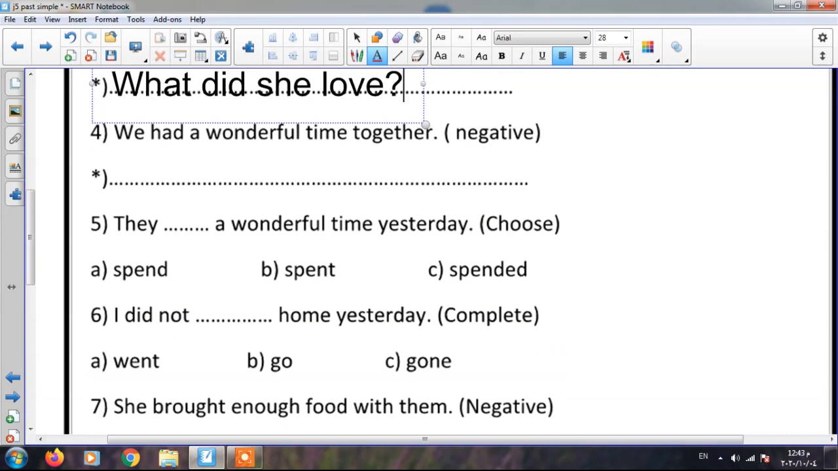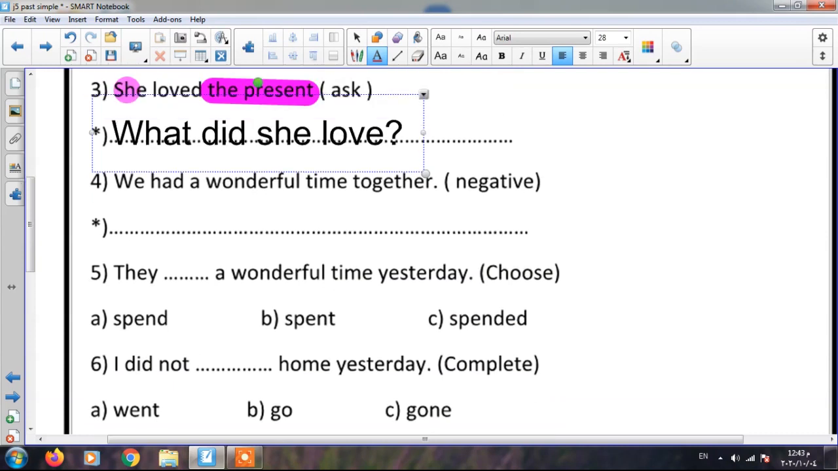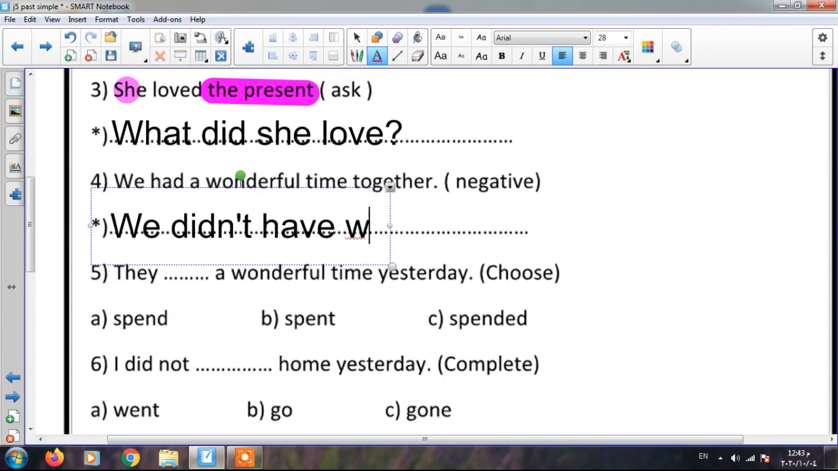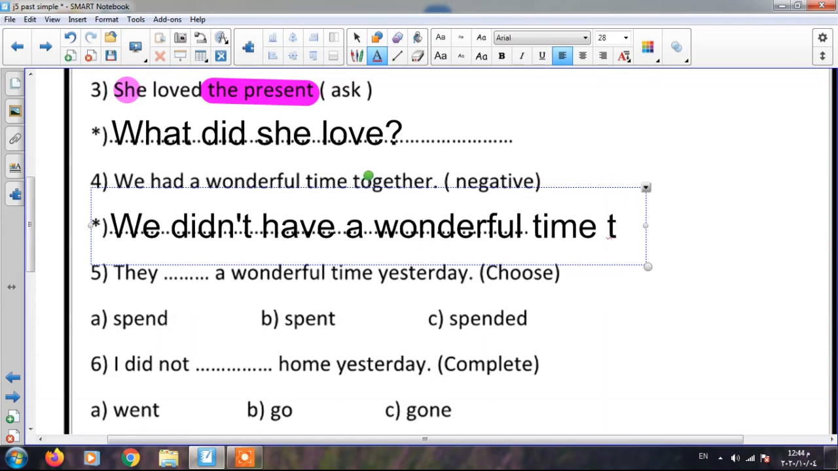The next one. We had a wonderful time together. And here he said change this one to negative. So I write we. Negative in the past means didn't. And after didn't I put the verb in infinitive. What's the infinitive of had? Excellent. It's have. So we didn't have a wonderful time. Okay, let's move on.